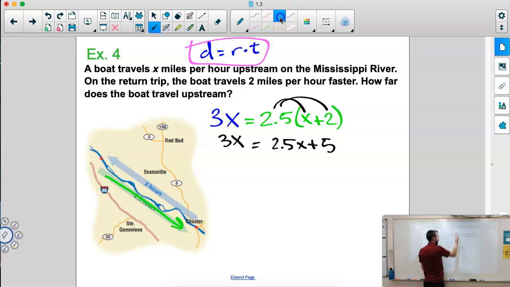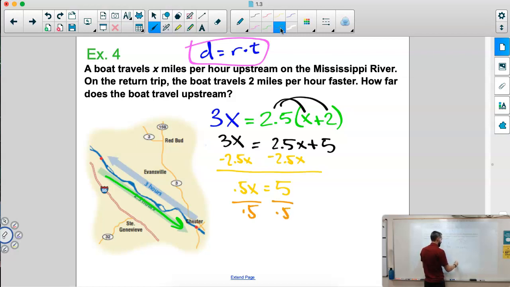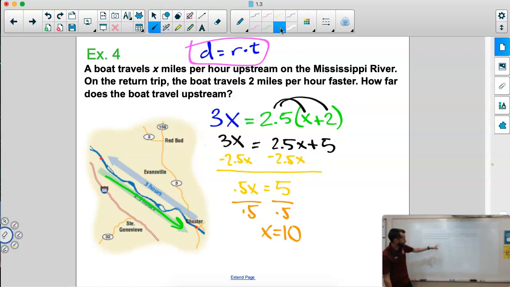Okay? And then I'm going to subtract 2.5x from both sides. You're going to get 0.5x equals 5. And then I'm going to divide by 0.5 on both sides. And x is going to equal 10. So that means x, the rate, how fast they were traveling, was 10 miles an hour on the way up, 12 miles per hour on the way down.